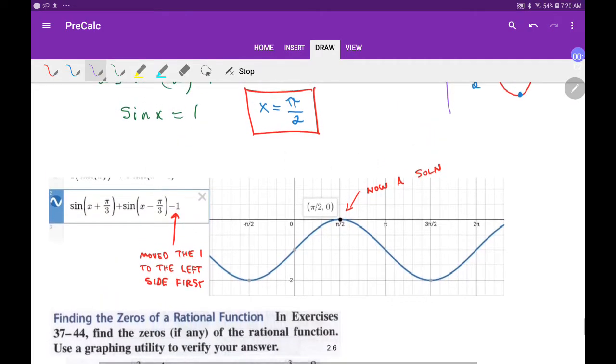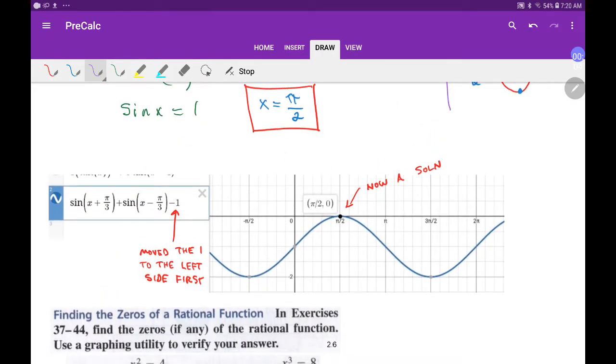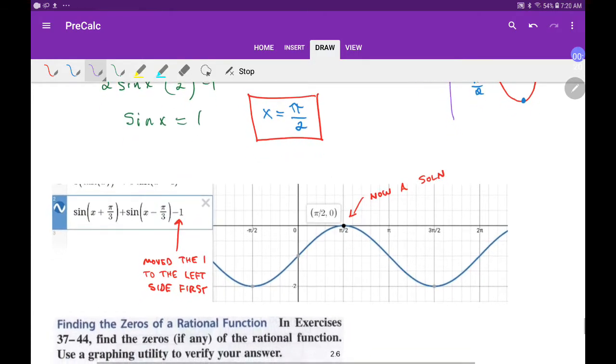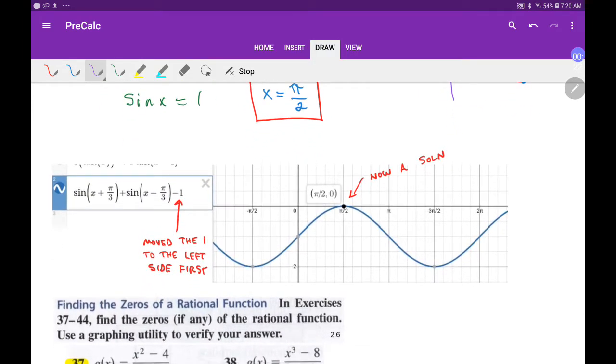Okay, in reference to the last one, I can graph the equation they gave me on Desmos. I move the 1 over to the left side so it equals 0. And then the place that I'm interested in becomes the solution. And you can see how I get pi over 2. I have to modify the equation a little bit because Desmos doesn't like it, equal to 1.